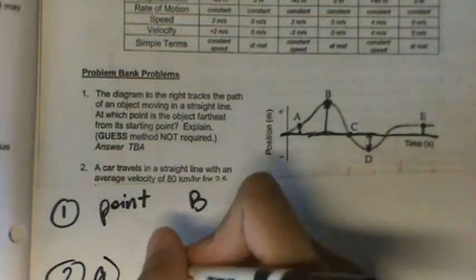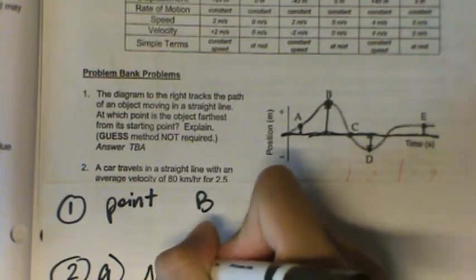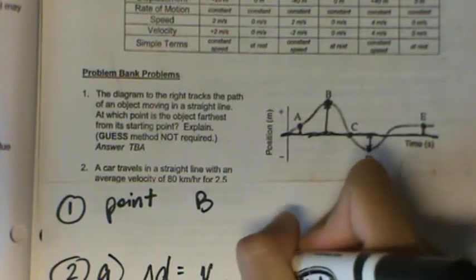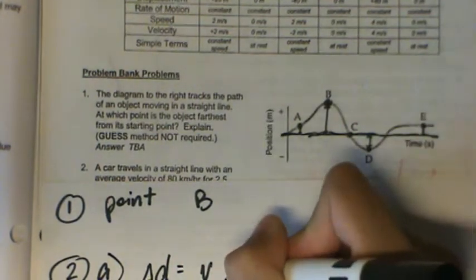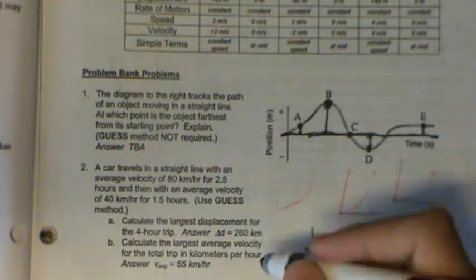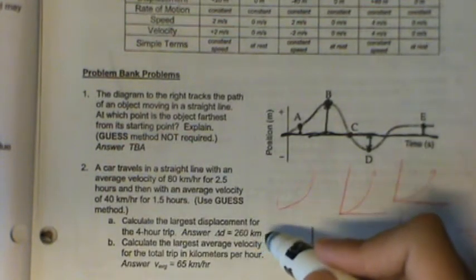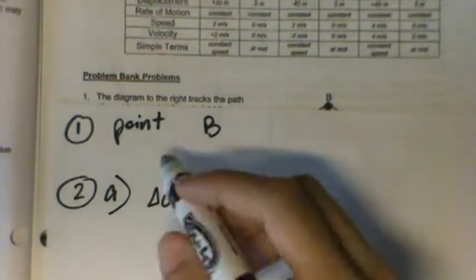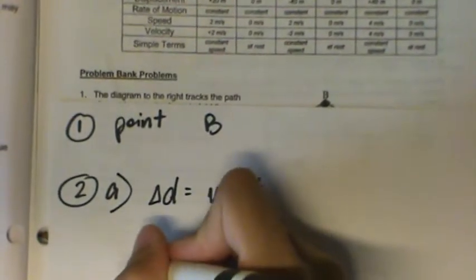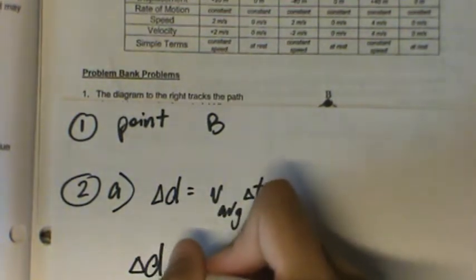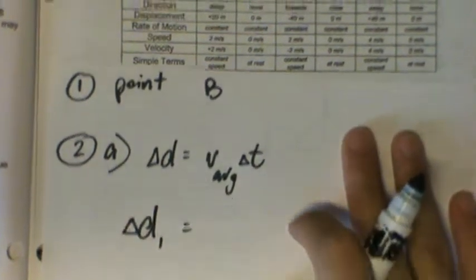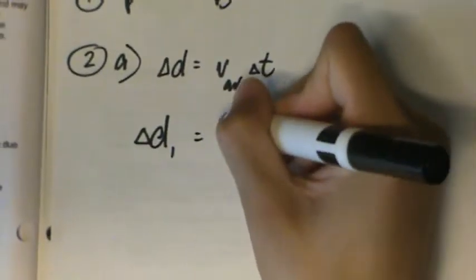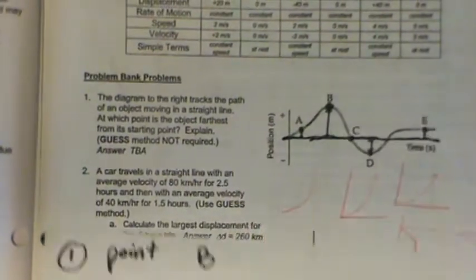So we can use our equation. Displacement is equal to average velocity times change in time. So in order to find our largest displacement for the entire 4-hour trip, since the average velocities are different along the 2 times, we're going to have to find their displacement separately and then add them together. So we'll say the first part is going to be displacement 1 is equal to its average velocity of 80 kilometers an hour times 2.5 hours.